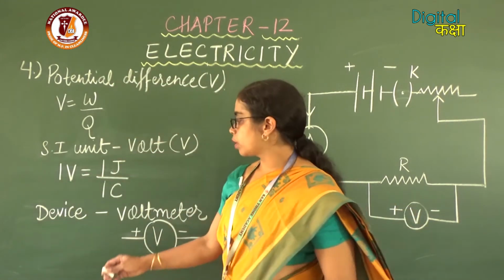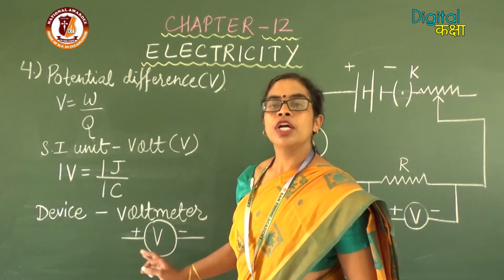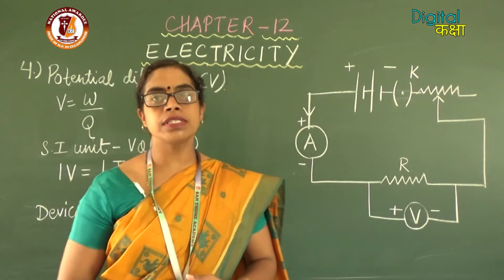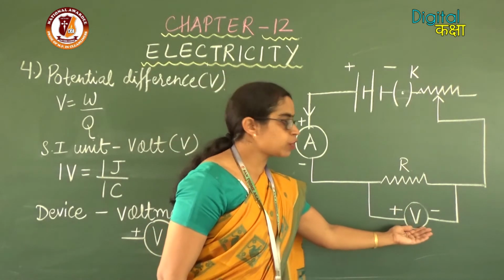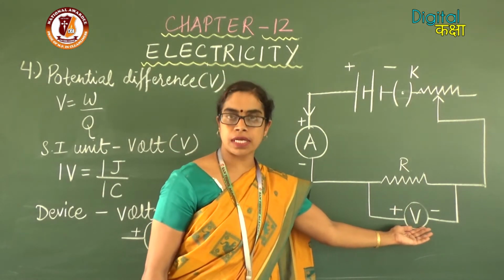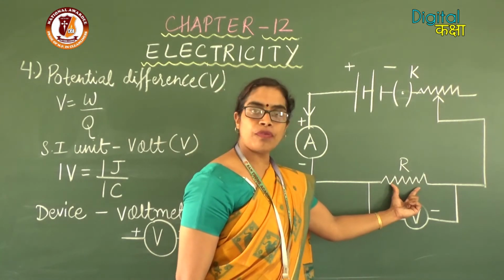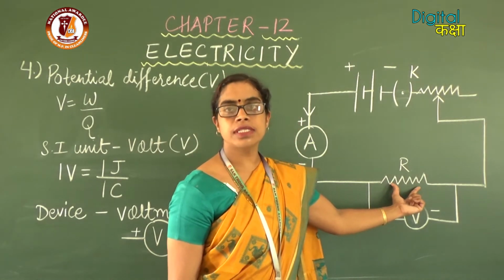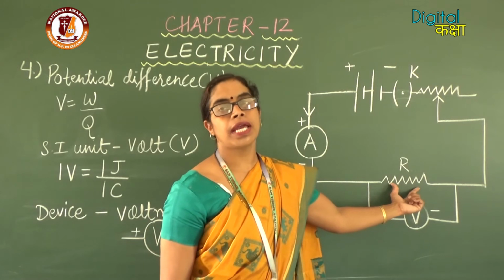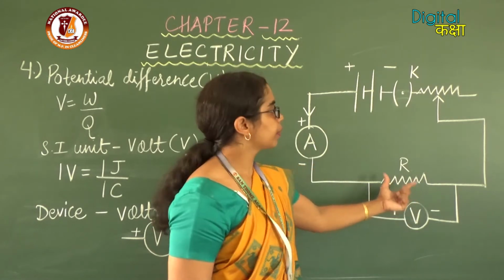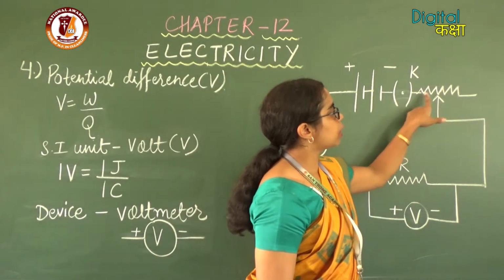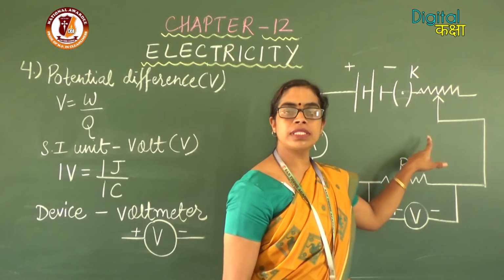Just now we have talked about the device voltmeter to measure the potential difference. This voltmeter is also connected here in the circuit. This is the representation of a fixed resistor and it is denoted by capital R. This symbol is the notation of the variable resistor.